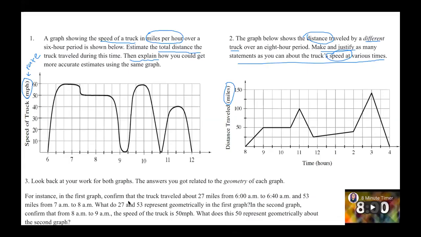Then lastly, number 3, if you have time, it tells you to look back at your work, and that your answers should, or maybe not, whatever you did, relate to the geometry of each graph. And I'll leave it up to you all to just go ahead and read the 4 instances down here.